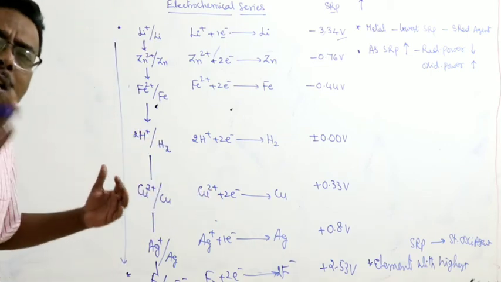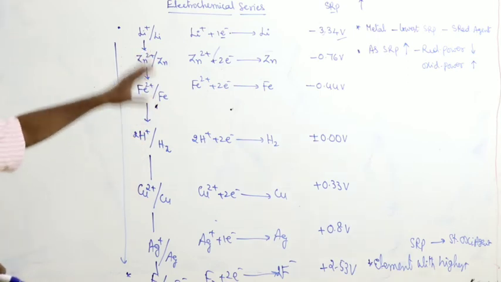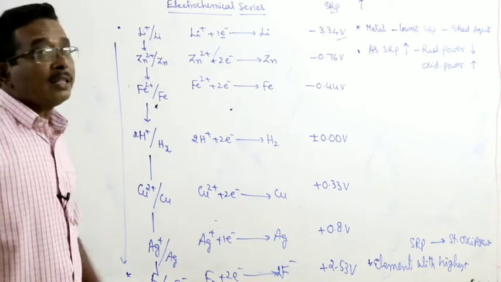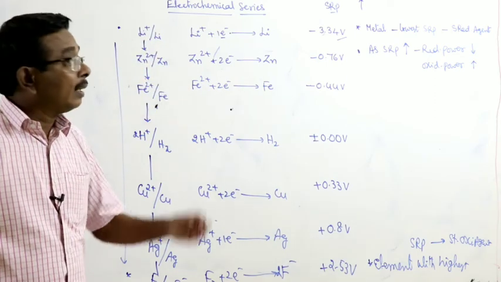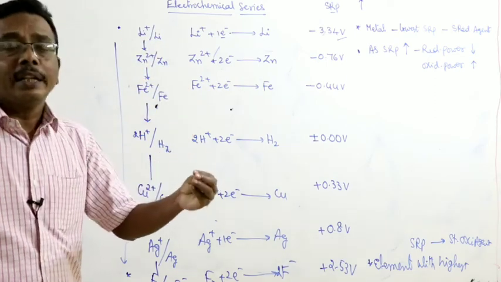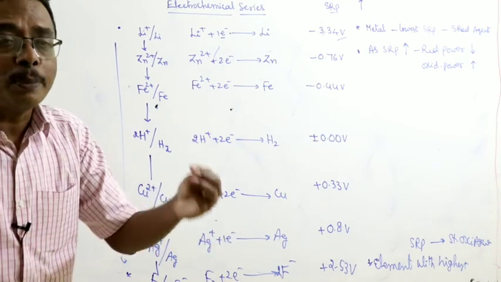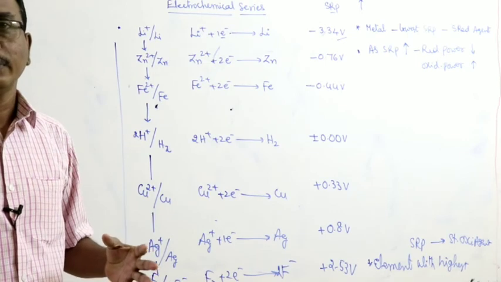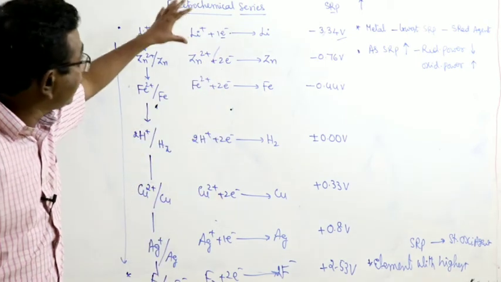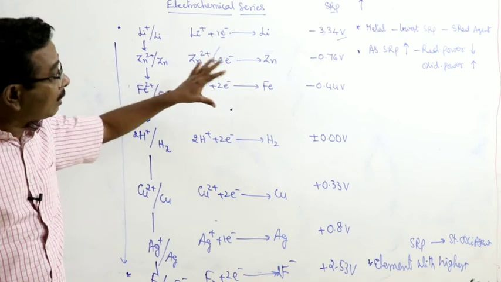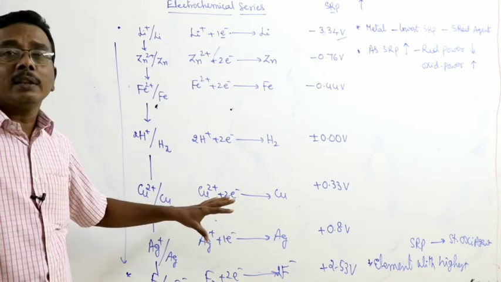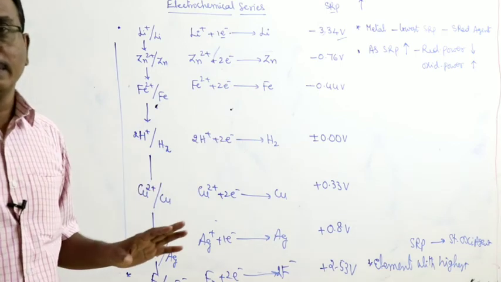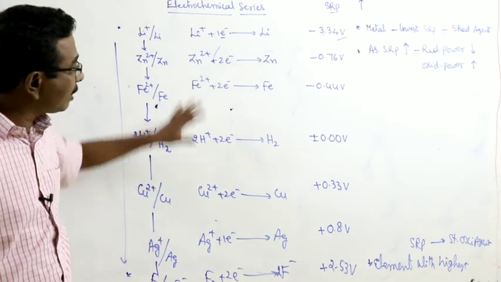elements, that may be metal or non-metal, properly by using the electrochemical series. What is the electrochemical series? A series in which the electrode potentials are systematically arranged is known as the electrochemical series.